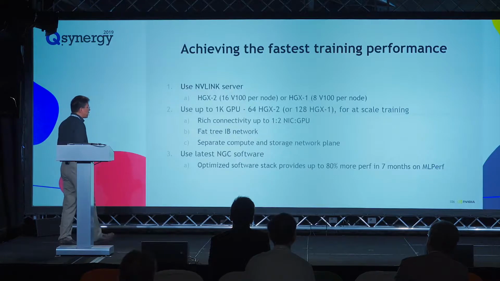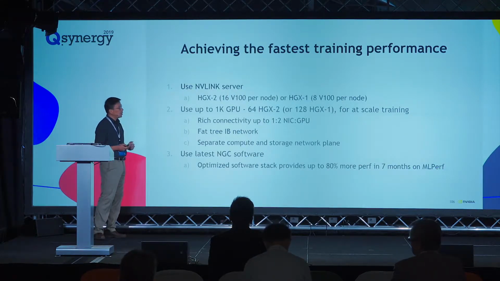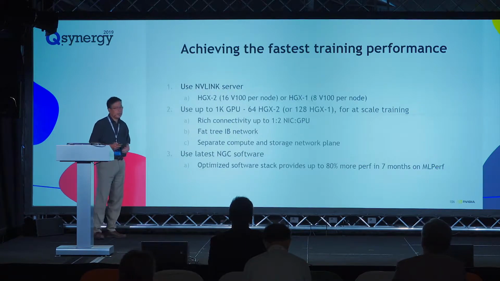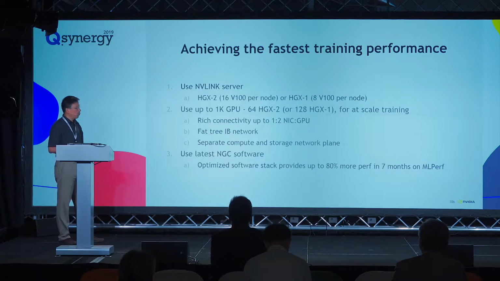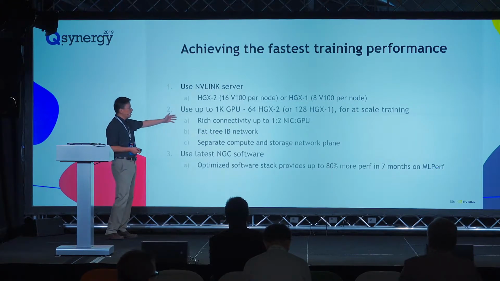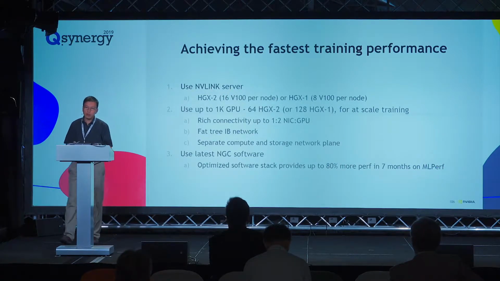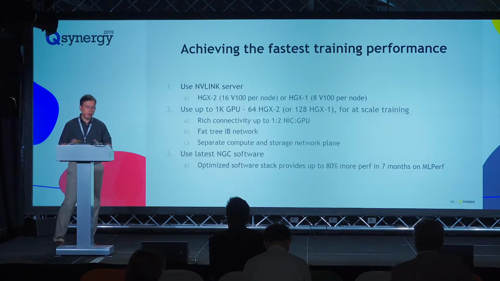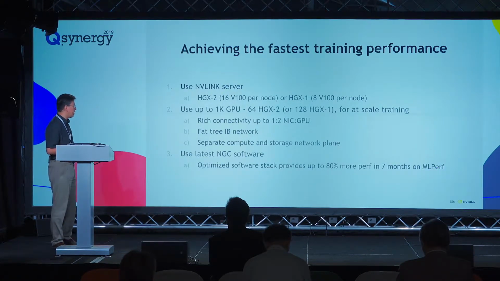So, at a high level, we strongly recommend using an NVLink-based server. NVLink is a high-speed GPU-to-GPU connection. That's critical for AI types of workloads. Instead of a single node, it's important to extend to many nodes. We recommend up to 1,000 GPUs working together to train a single problem. And that's how you can speed up training at scale.